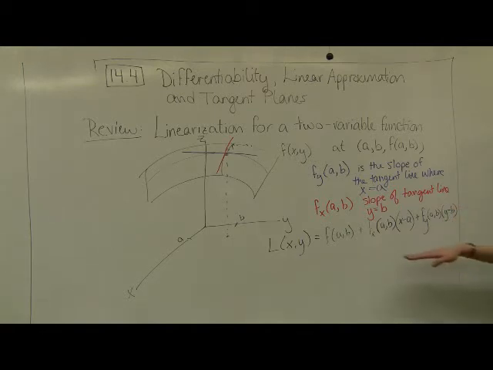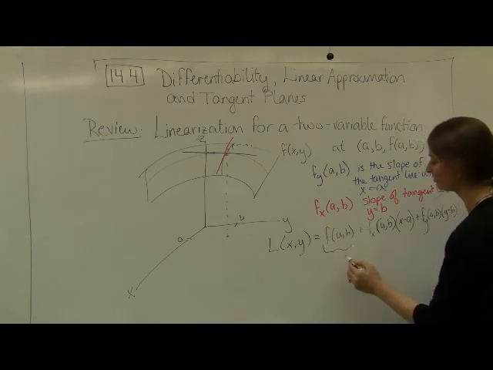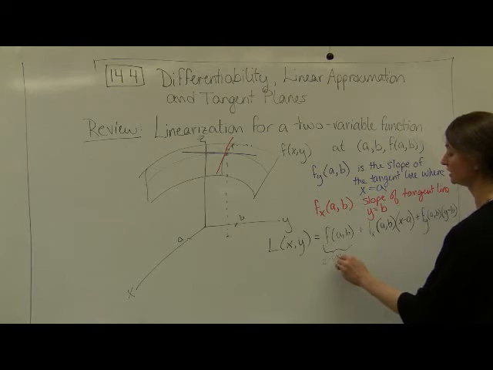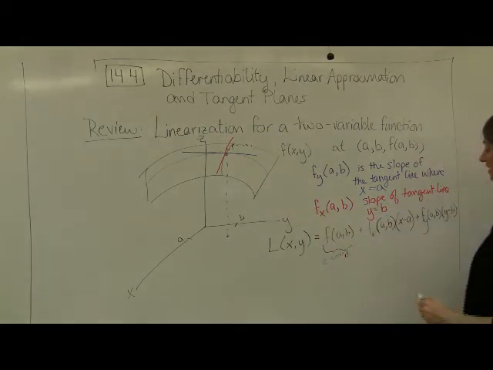So what did we just do? This ends up being an equation for a plane. Why is this an equation for a plane, you ask? Let's break down each of the pieces. This f(a, b), just like our point slope form, is exactly the z-coordinate of the point that we are taking this linearization at. So I'll label that as the z-coordinate.